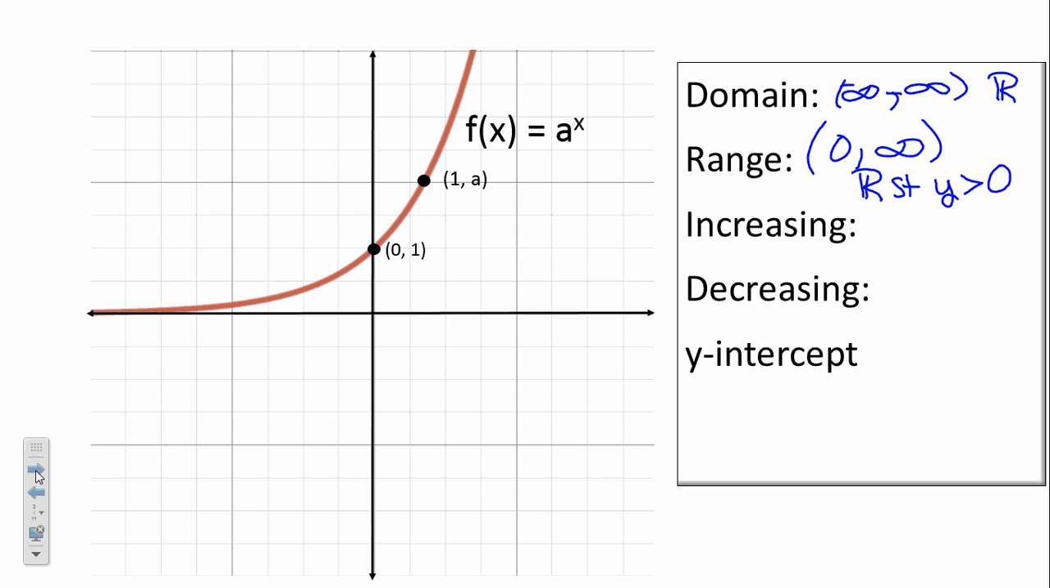Where is it increasing? When x goes from negative infinity to positive infinity, right? It's always increasing. So that's probably the only way that we can write it, in interval notation. The interval on which it's increasing is everywhere. Okay? Is it decreasing? No.